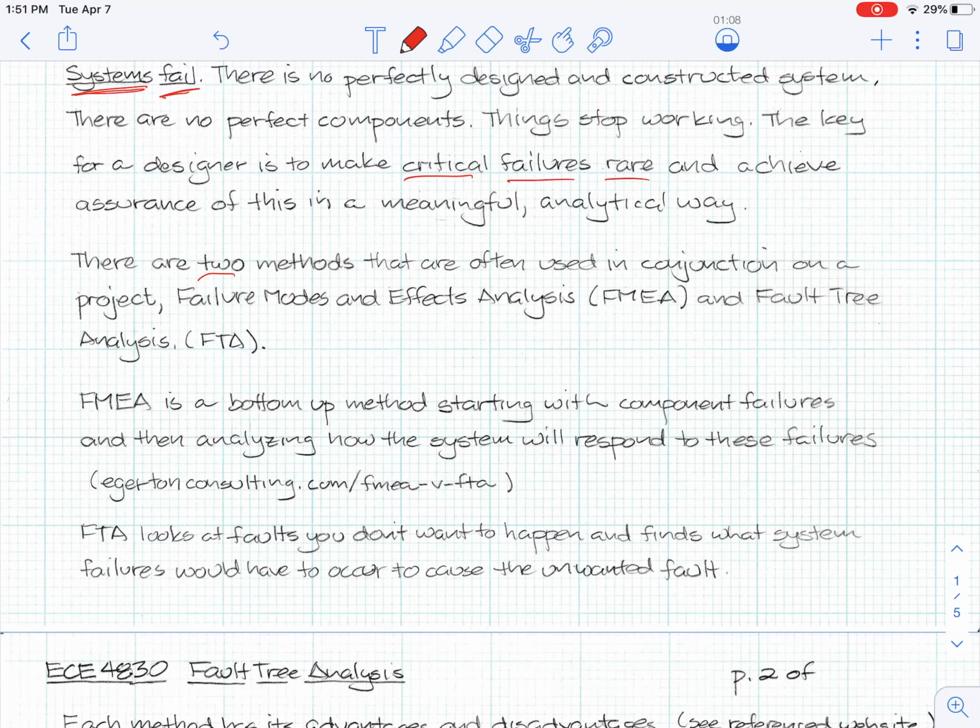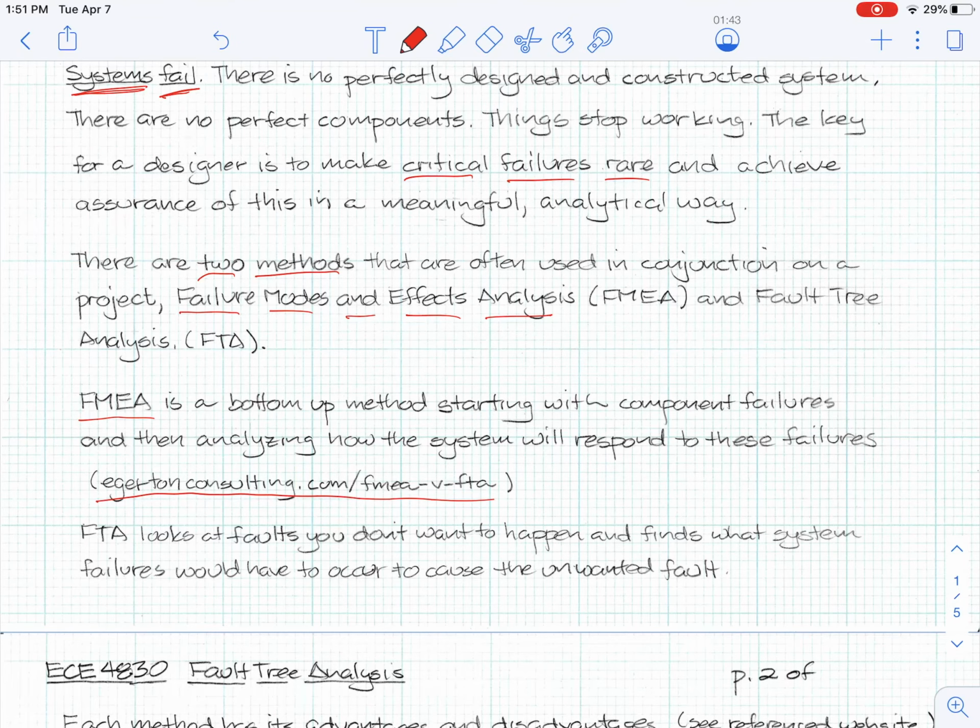And so there are two primary methods that are used for failure analysis in projects. You may have heard of both of them or one of them, but there's failure modes and effects, or FMEA. Failure modes and effects analysis, as I say, is a bottom-up method. You start with individual component failures and you determine what that's going to do to your system. These two definitions, by the way, are on this website if you're interested in reading more about this.